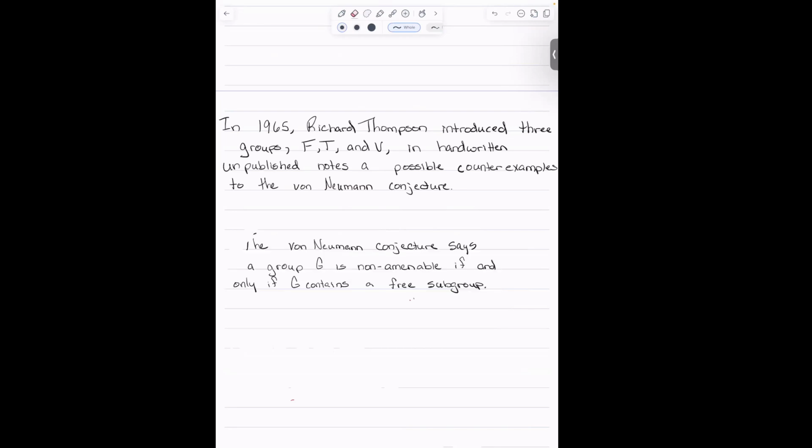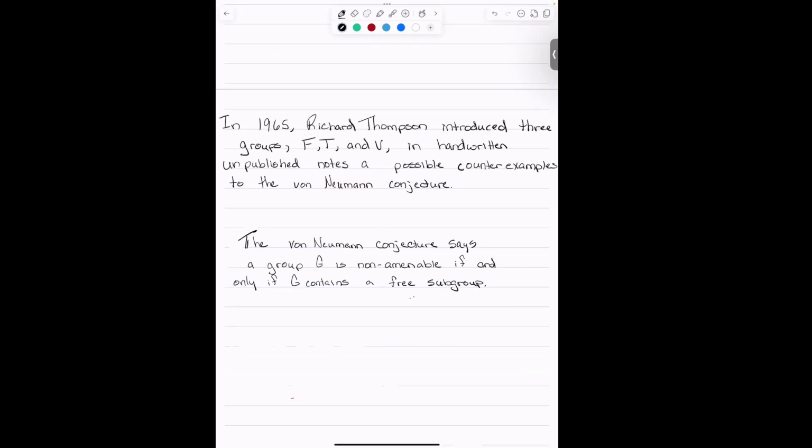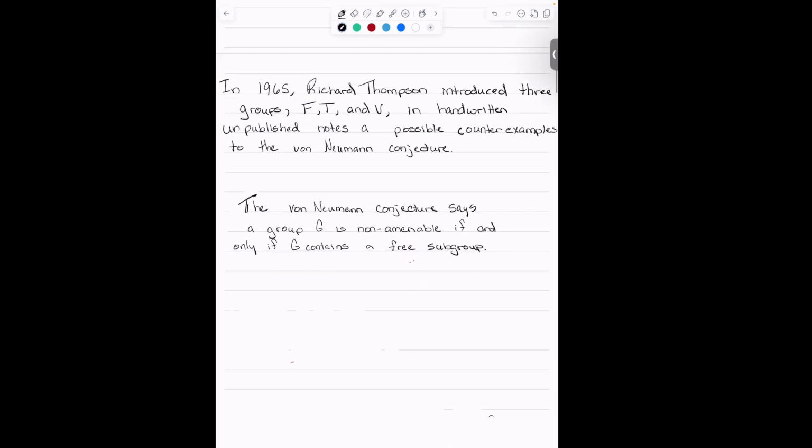Just to remind you what the von Neumann conjecture says: a group G is non-amenable if and only if it contains a free subgroup. So even this very initial introduction of these groups had to do with interest in understanding what subgroups they have. The von Neumann conjecture is now known to be false, of course, due to examples by Olshansky.